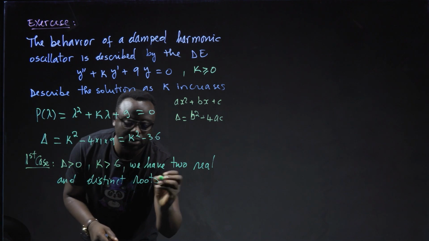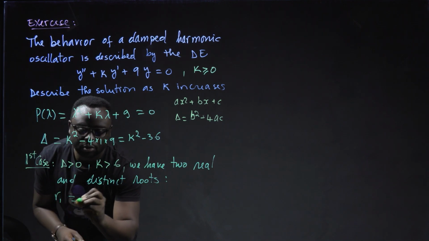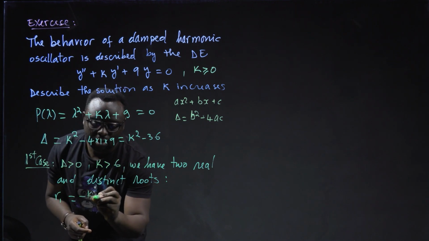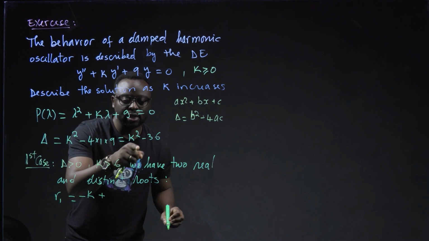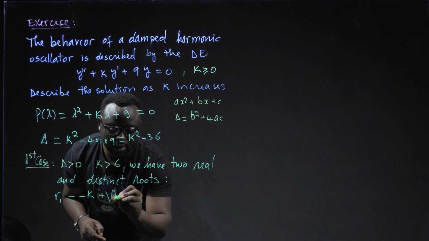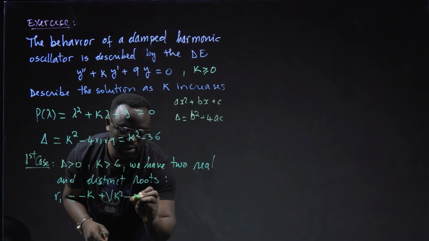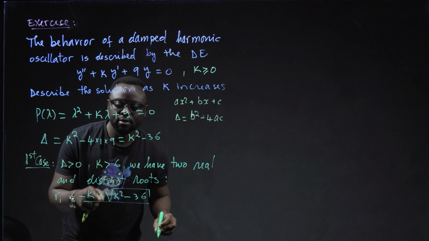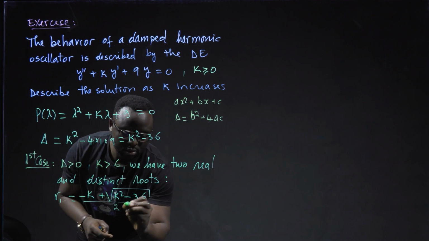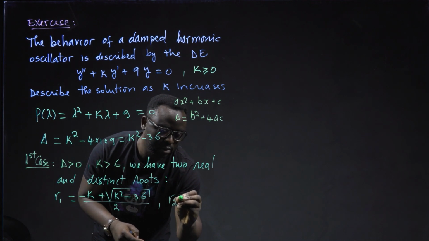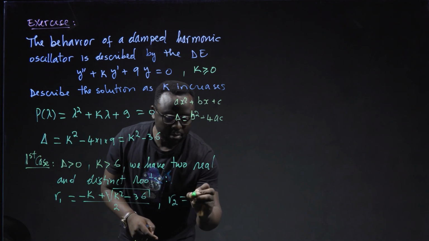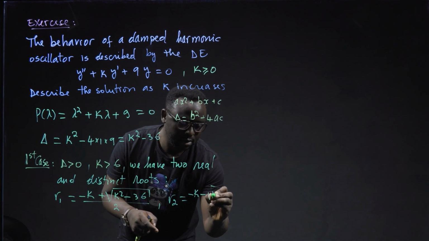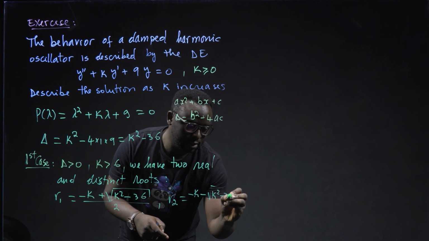These roots are, let's call r1 the first root: minus k plus square root of delta, so square root of k squared minus 36, all divided by 2. And the second, r2, is minus k minus square root of k squared minus 36, over 2.